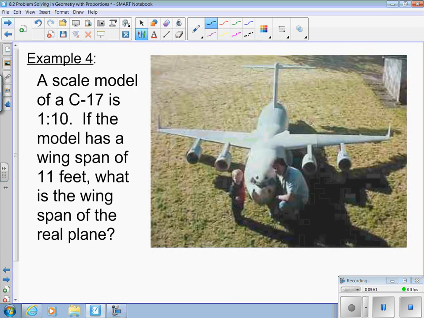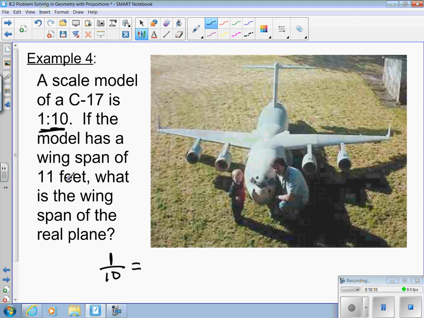Last example here. Just kind of a real life situation. A scale model of a C-17 is 1 to 10. If the model has a wingspan of 11 feet, what's the wingspan of the real plane? Well, we're going to take that ratio, 1 to 10. It's the model to the actual.